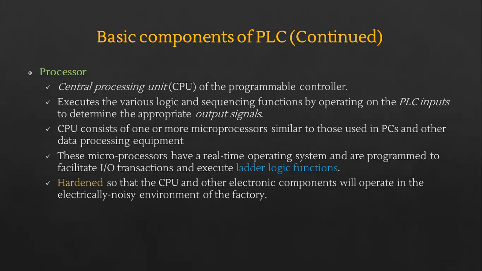Clear? So CPU consists of one or more microprocessors, okay, similar to those used in PCs, personal computers, and other data processing equipment. So you see, microprocessor is what, because we generally in our PCs we do have microprocessors, right? So this CPU also consists of that microprocessor. Okay, so that is what solves the computations and other data processing equipment.